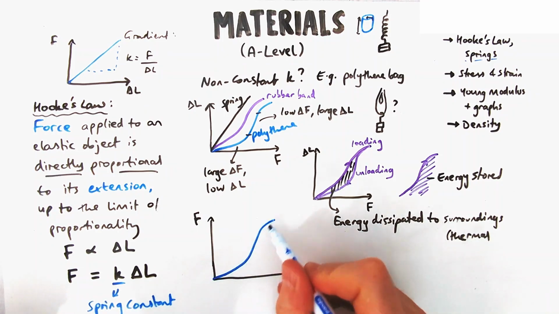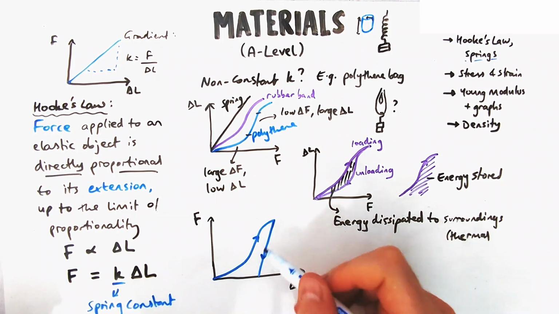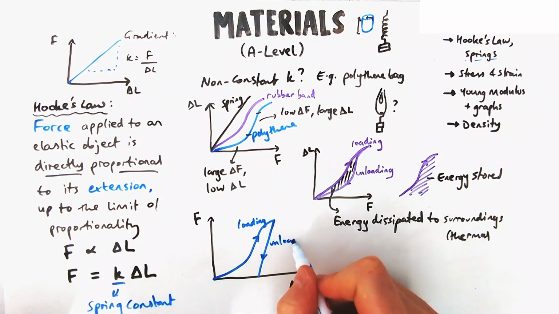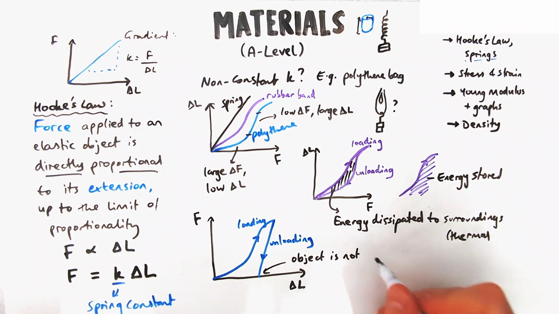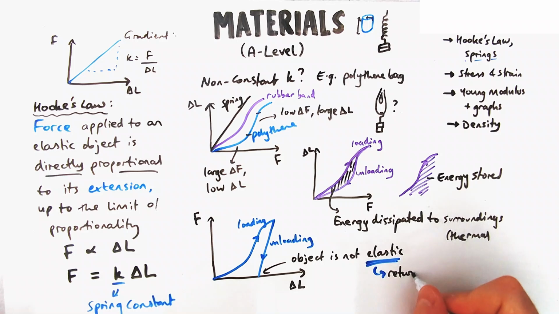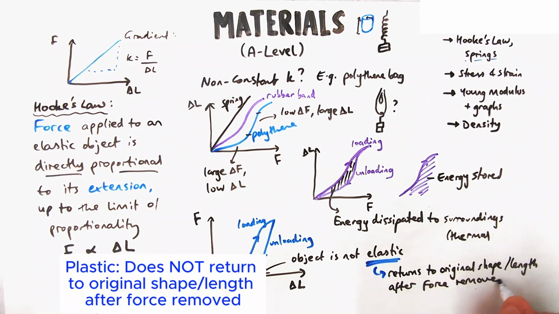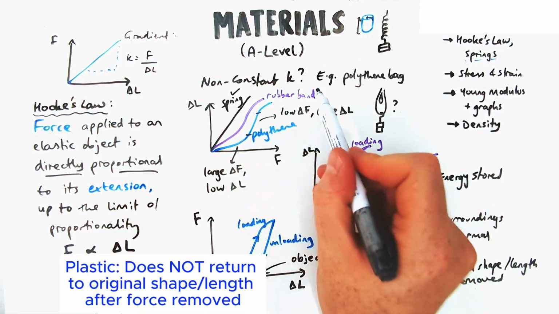So what about objects that aren't elastic, like our polythene bag? Once you stretch it past a certain point, what does the graph look like? Once we stretch a polythene bag past a certain point, if you start unloading it, it's not necessarily going to go back to its original shape. So this indicates it's a non-elastic material. It's not elastic, meaning it's not going to go back to its original length or shape. And the name for that is plastic. That's a plastic material, which we'll come on to a little bit later.